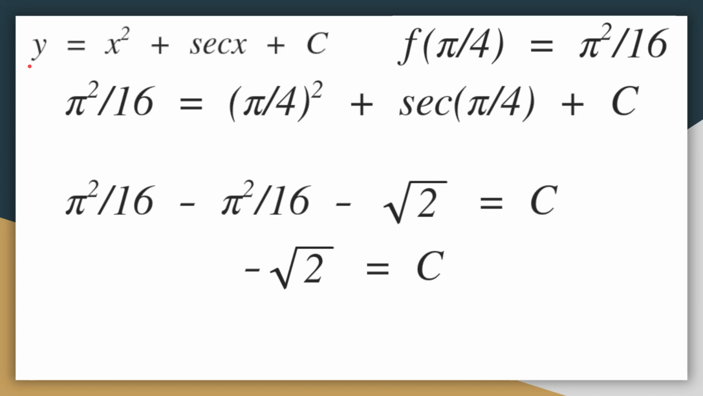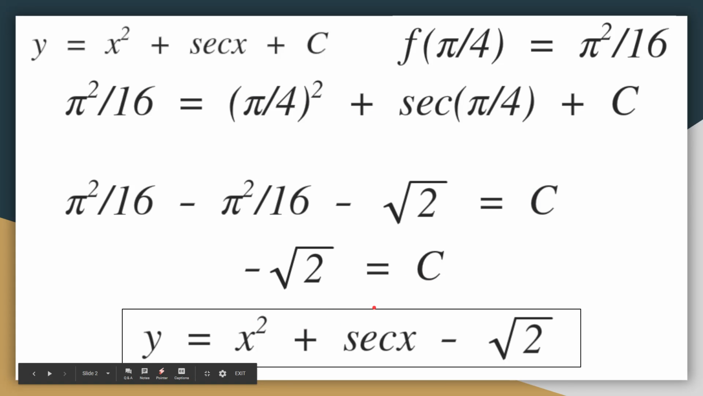And then we'll plug this back into our y or f function and just get y equals x squared plus secant x minus square root of 2 is our final answer.